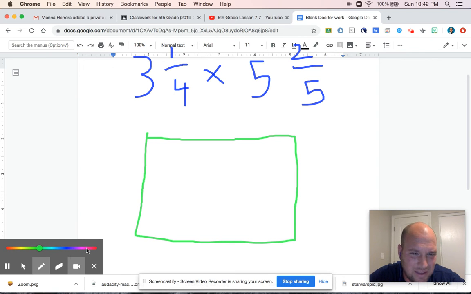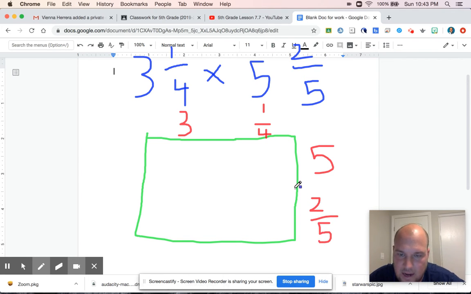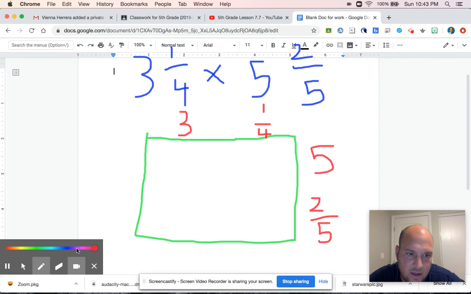Wait, so does that mean that I put 3 here and 1/4 here? Yeah, that's exactly what you do. 3 here, 1/4 here. Oops, sorry, I kind of crossed the line there. And then 5 here, and 2/5 down here. That's exactly right. Like I said, it's the same exact thing as box and cluster. And box and cluster is an area model. It's actually called an area model.